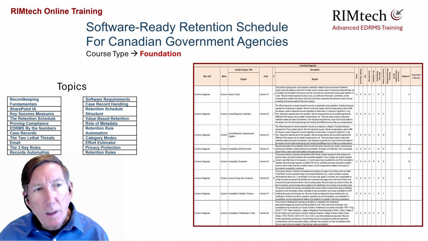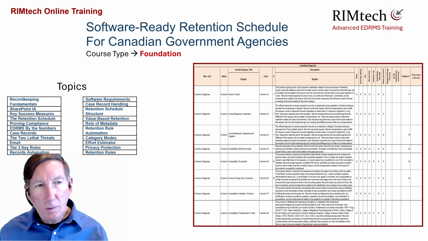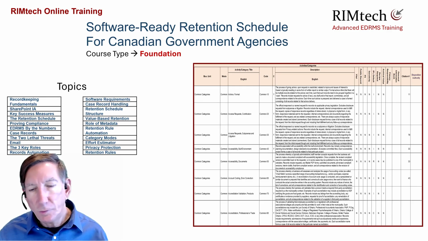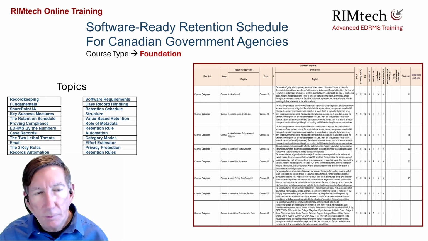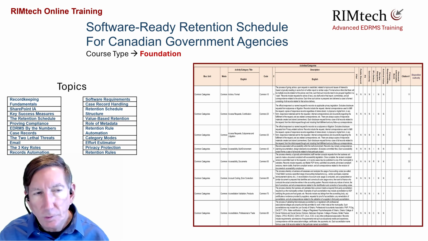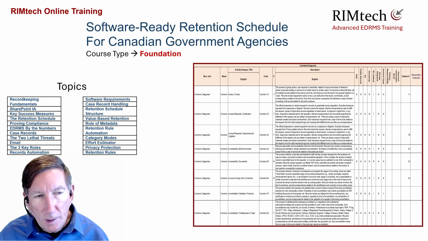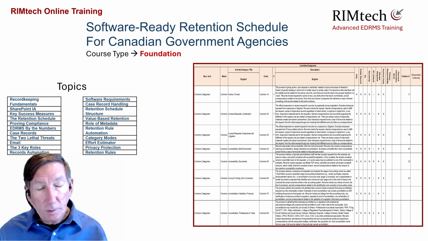Okay. So this particular course is tailored to the Government of Canada, where we know that you have standardized categories for administrative activities from Library and Archives Canada, so we have to deal with those. But you also have lots and lots of business activities that are unique to your agency, whoever you are. And you also have to deal with those as well. So we're going to look at both.